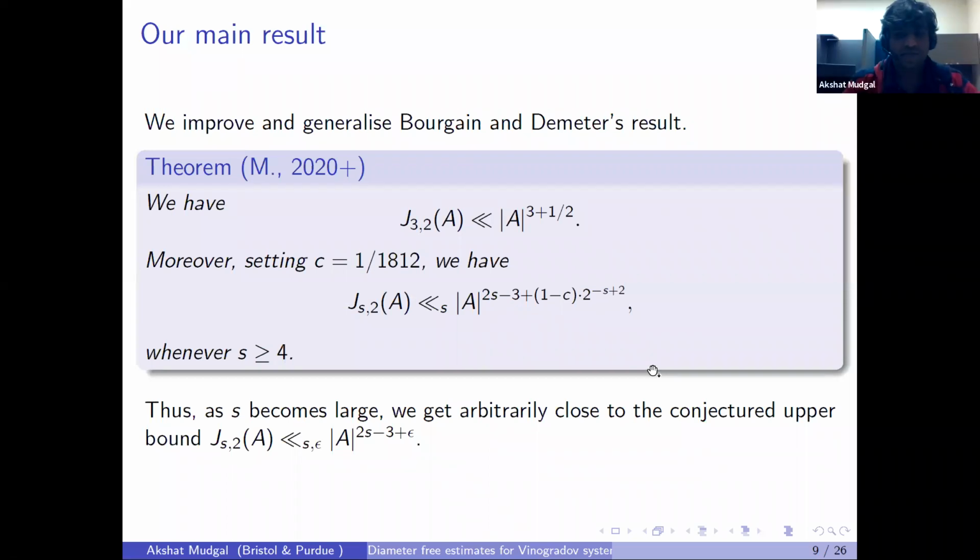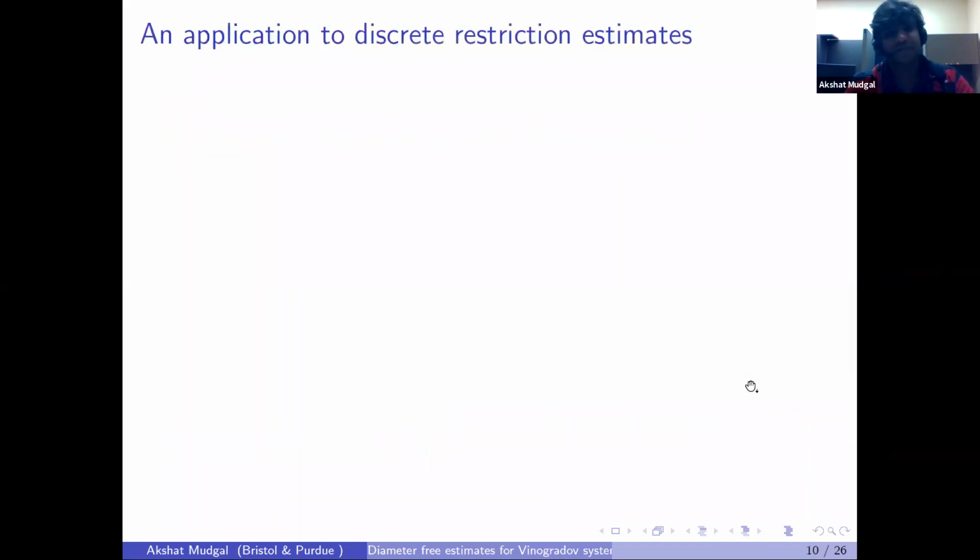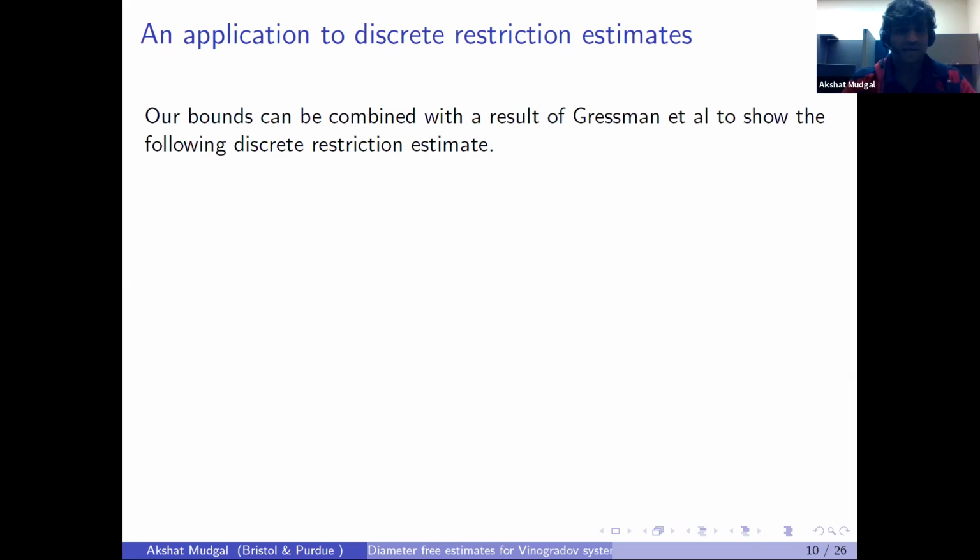Anyway, so proceeding forward, we'll now try to prove this result. Oops, sorry, I should give an application first. I apologize. Earlier I mentioned additive energy and discrete restriction estimates are quite closely related. And so this bound on additive energy that we have can be combined with the bound of Gressman, Guo, Pierce, Roos, and Yung to give a discrete restriction estimate.